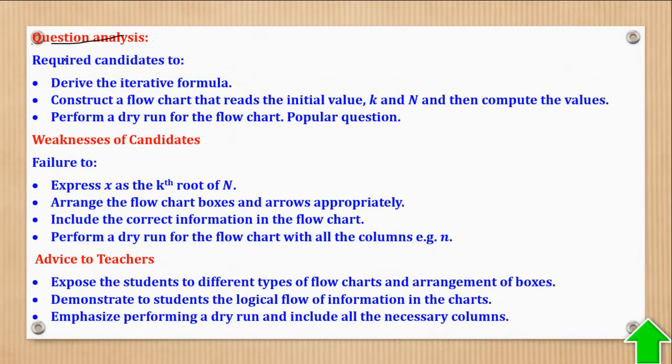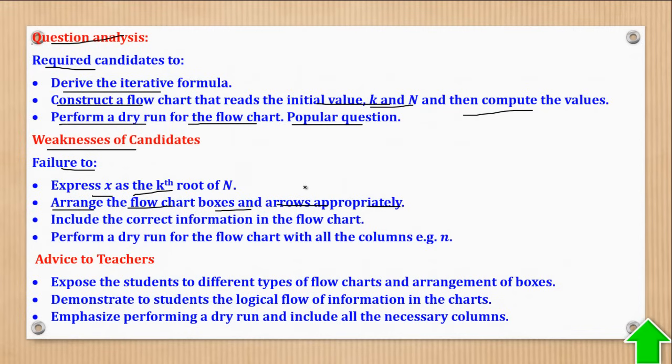So question analysis: the question required candidates to derive the iterative formula, construct a flowchart that reads the initial value, k and N, and then computes the values. Then also perform a dry run for the flowchart. The question was popular, though some candidates misfired due to failure to express x as the kth root of N, and two, failure to arrange the flowchart boxes and arrows appropriately.